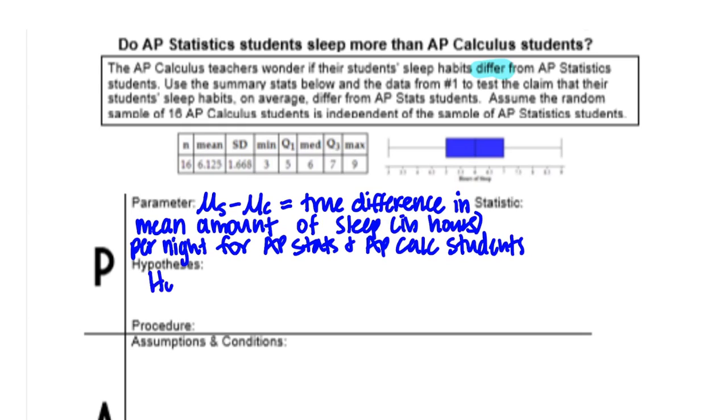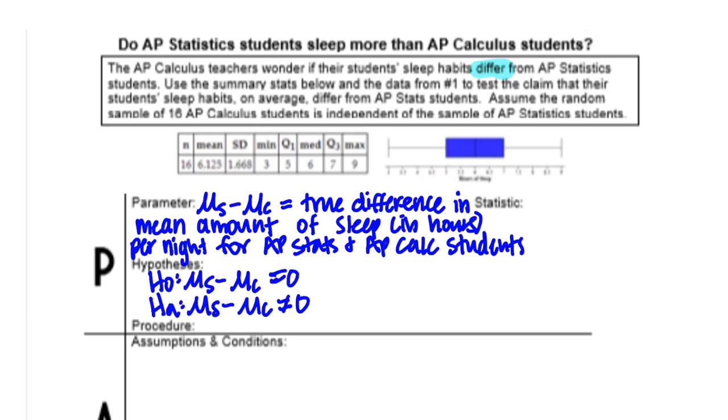So our null is no difference: mu S minus mu C equals 0. Our alternative is that the calc teachers were wondering, is there a difference? So just not equal to 0. We don't have a specific inequality to use because they didn't say whether they thought their students were more or less. They just said a difference.